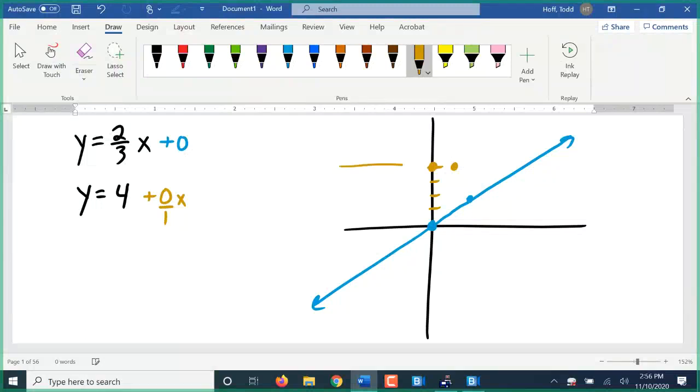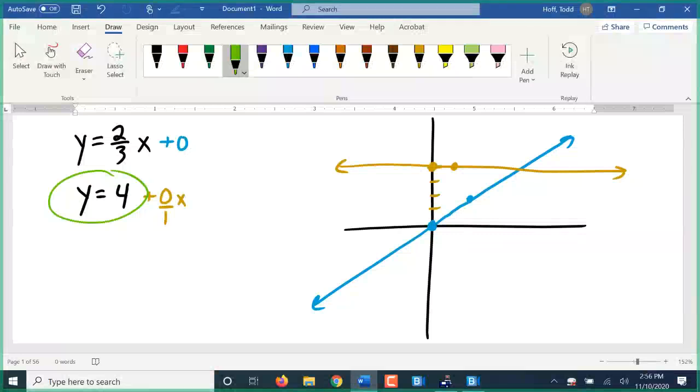Well, if we draw a line through that, that's just a flat line. Y equals a number is exactly that. It's just a flat line at that number. Y equals 4. We went up to 4. We drew a flat line through it.